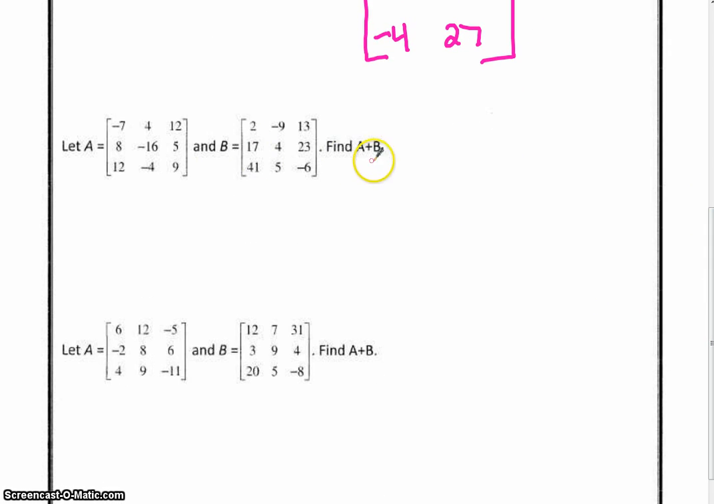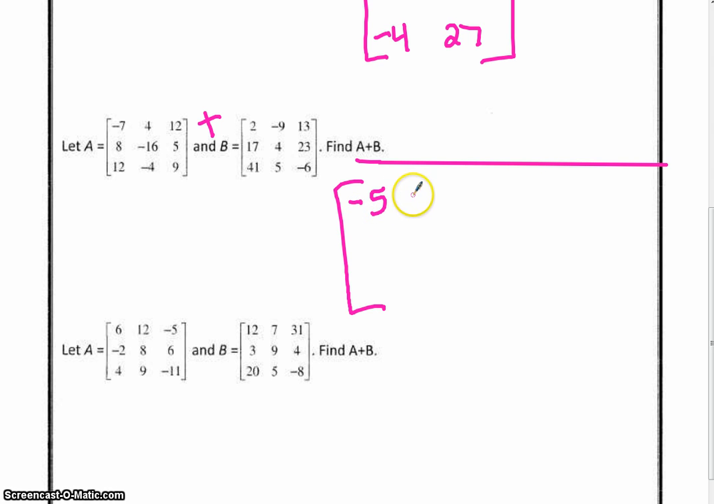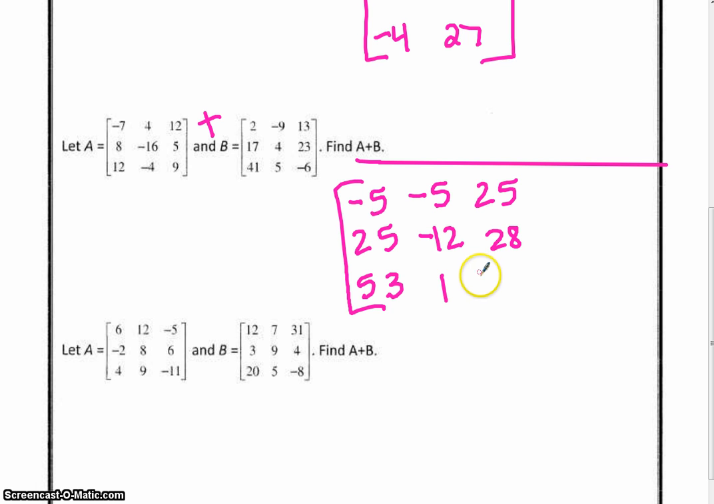So once again, you just read over here and they want you to add them. So -7 plus 2 is -5. 4 plus -9 is -5. 12 plus 13 is 25. 8 plus 17 is 25. -16 plus 4 is -12. 5 plus 23 is 28. 12 plus 41 is 53. -4 plus 5 is 1. And 9 plus -6 is 3. That's your answer.